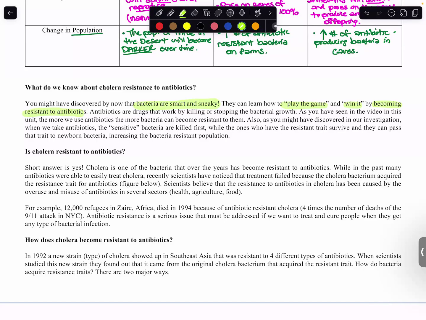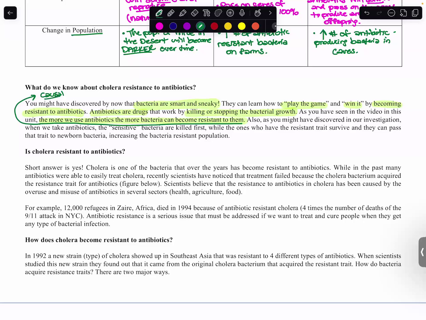Cholera has been playing this game for over 200 years and has come back 7 times in those 200 years already, as we learned in the unit opening, right? Antibiotics are drugs that work by killing or stopping the bacterial growth. As you have seen in the video in this unit, the more we use antibiotics, the more bacteria can become resistant to them. So this is an example of something causal.